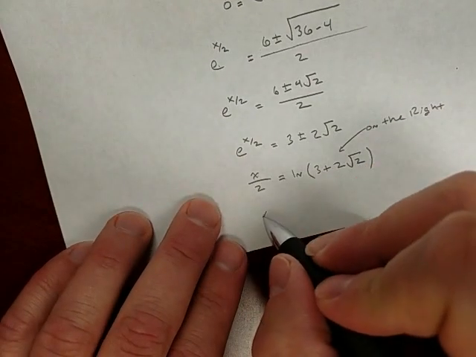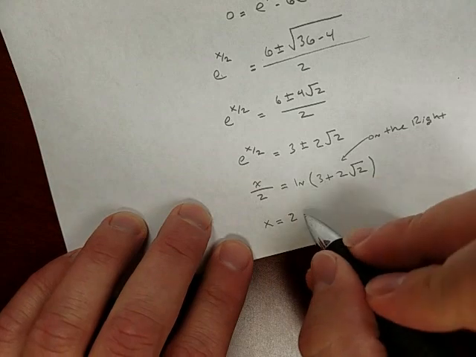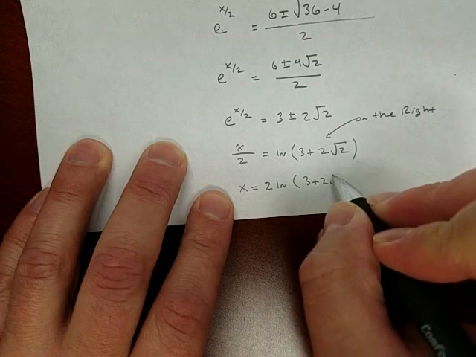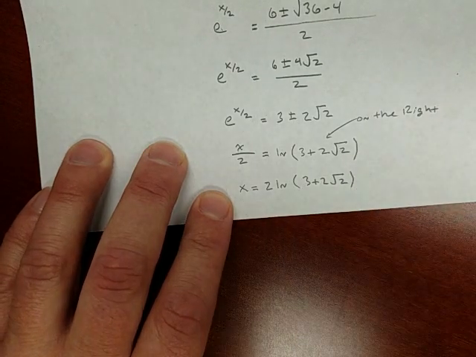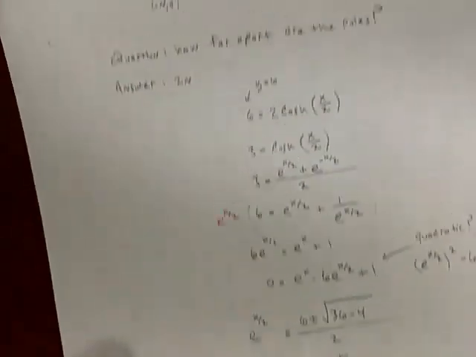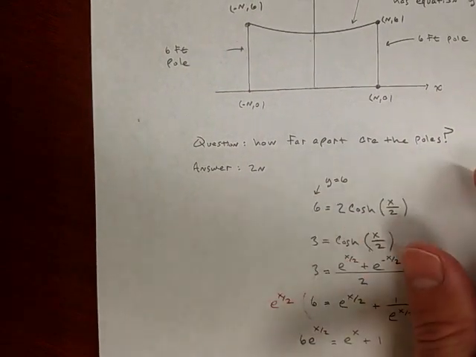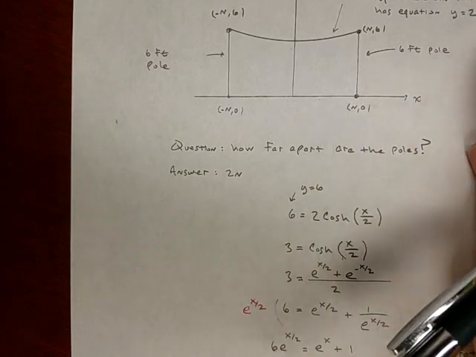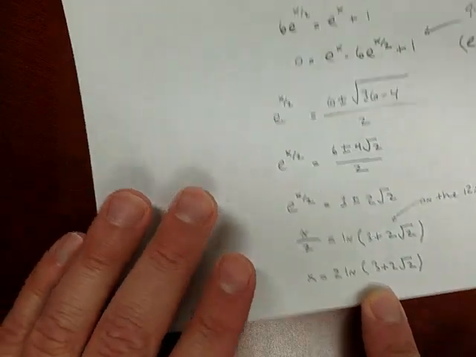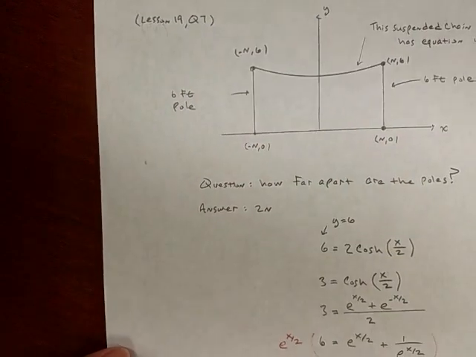Okay, final answer then. I get x is equal to 2 times the natural log of 3 plus 2 root 2. So we get that. What were we going to do with that? That being my final answer to this original setup for my problem, I was going to double that. I have found that the location of that spot is at this place. That's what I figured out. And if I double it, well, as I said at the beginning, that's how far apart these are.